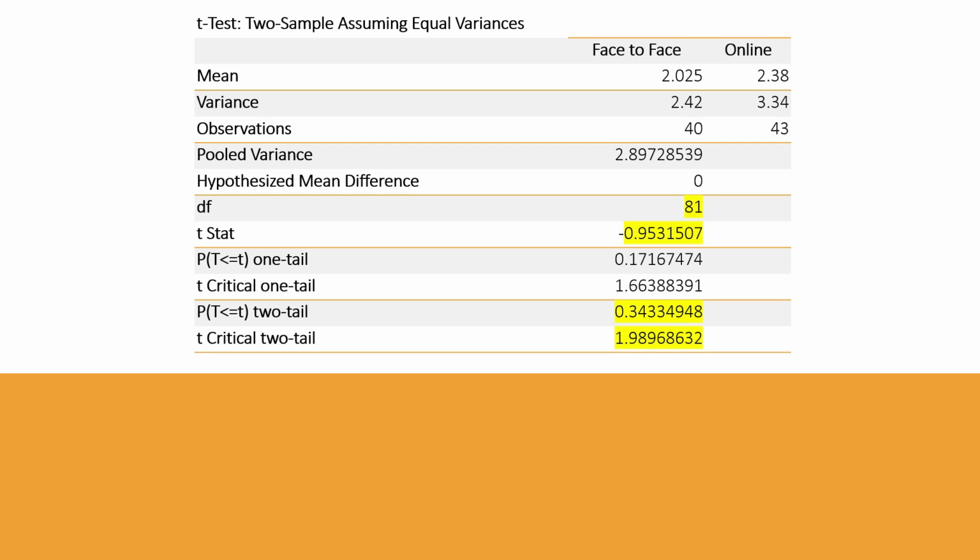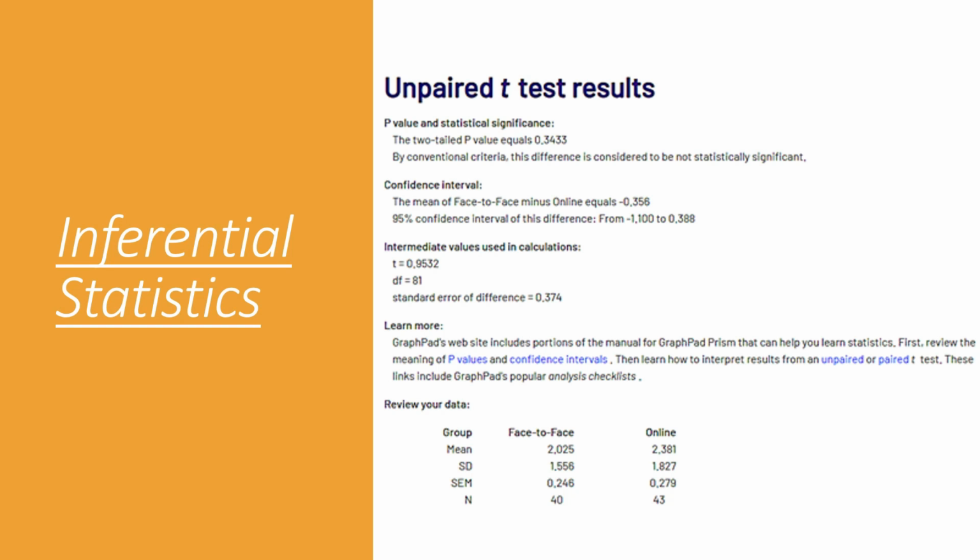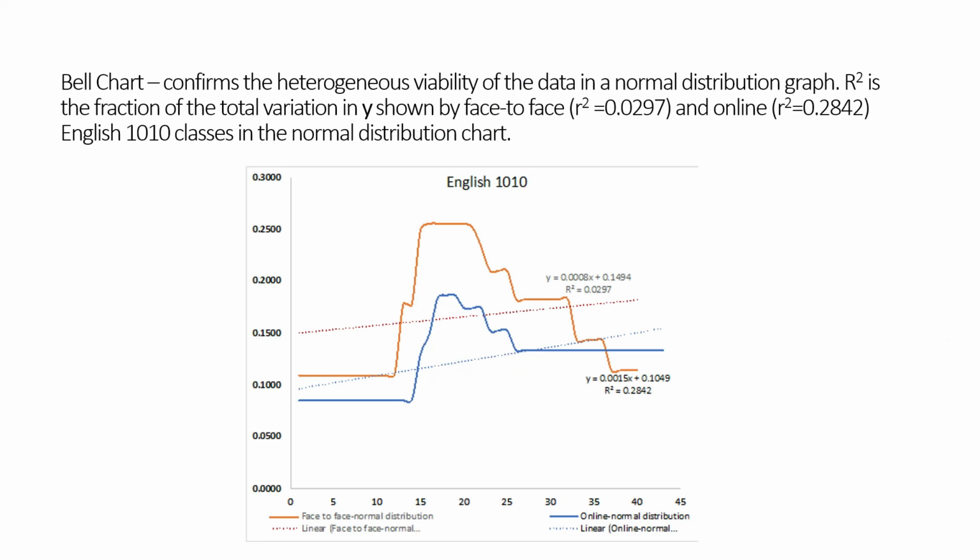So this indicates that we need to retain our null hypothesis. And then right here we have just some of our work showing how we came up with our results. Additionally, because that 0.953, our t-value, is within that critical value, we can say with 95% confidence that the result is not significant. And then we have some additional data just in our slides to show.